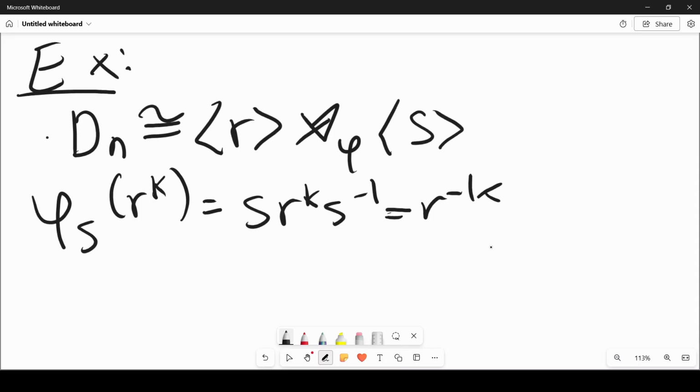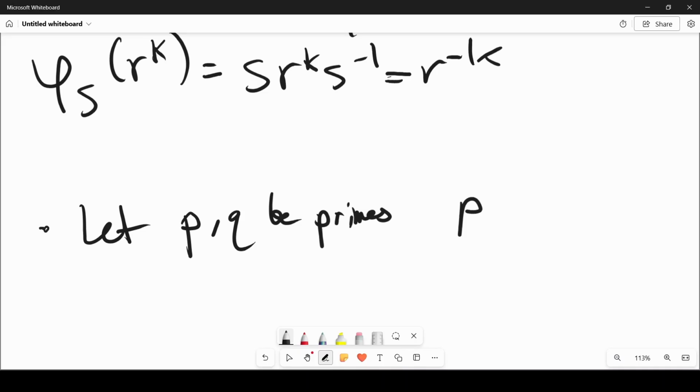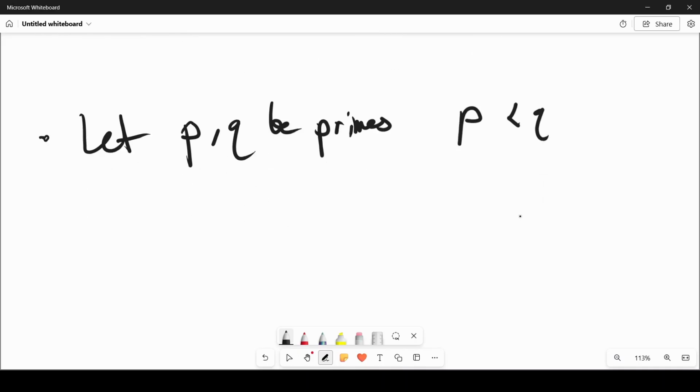And this fully defines my semi-direct product on this group. Okay, now let's do one other example, which is a little more enlightening. So let P and Q be primes with P less than Q. Hopefully this should be reminding you of some Sylow theorem stuff, which is what we're going to use.